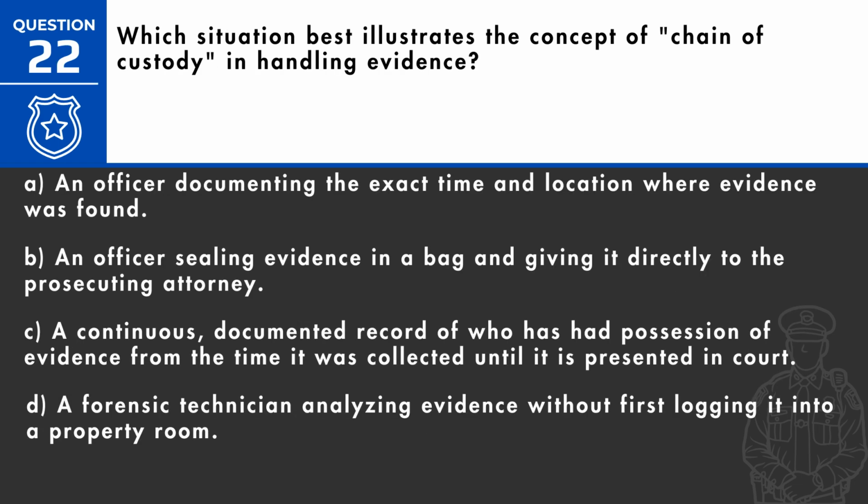Question 22. Which situation best illustrates the concept of chain of custody in handling evidence? A. An officer documenting the exact time and location where evidence was found. B. An officer sealing evidence in a bag and giving it directly to the prosecuting attorney. C. A continuous, documented record of who has had possession of evidence from the time it was collected until it is presented in court. D. A forensic technician analyzing evidence without first logging it into a property room.